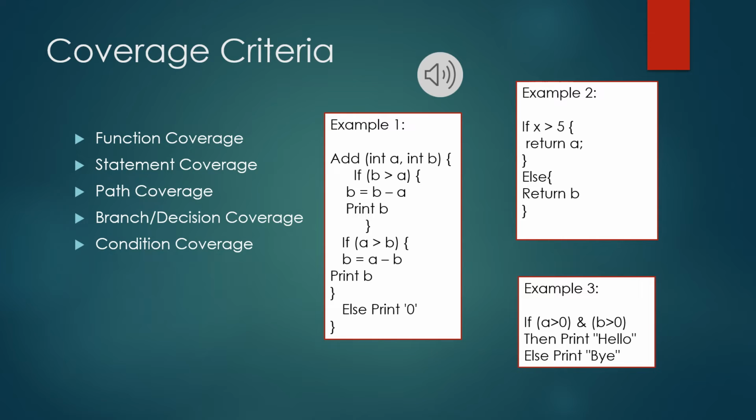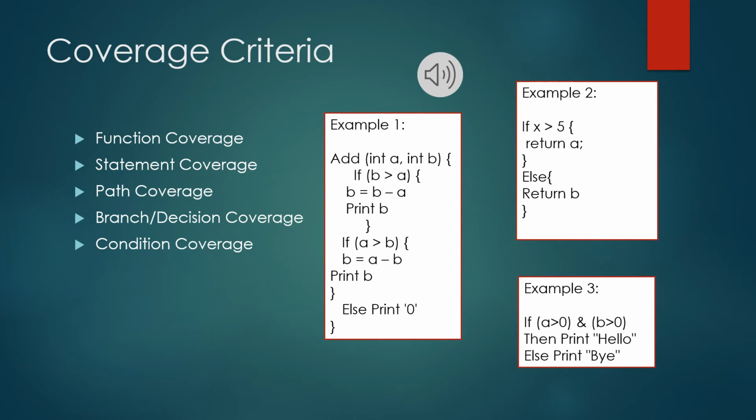The third criteria is path coverage. In path coverage, all possible paths are examined and executed at least once. Let's look at example 2. For all paths to be executed, a test unit has to be written for x being greater than 5 and a test unit for when x is less than or equal to 5 in order to receive 100% coverage.